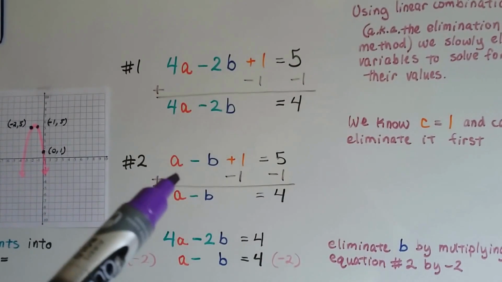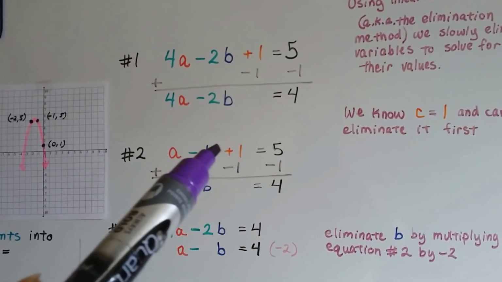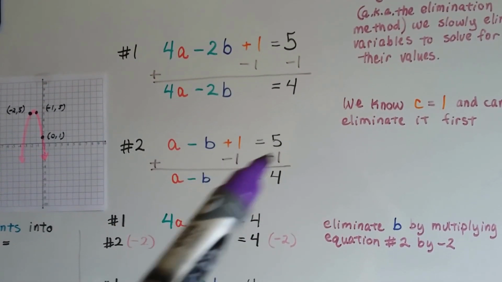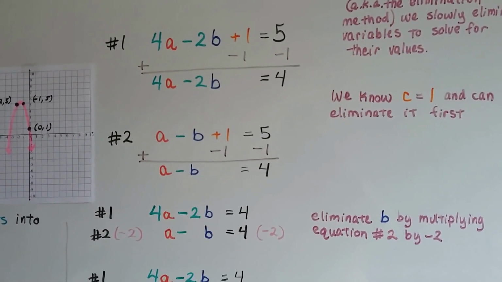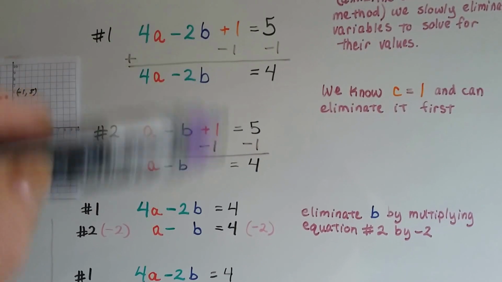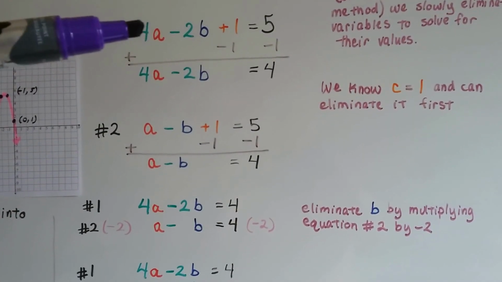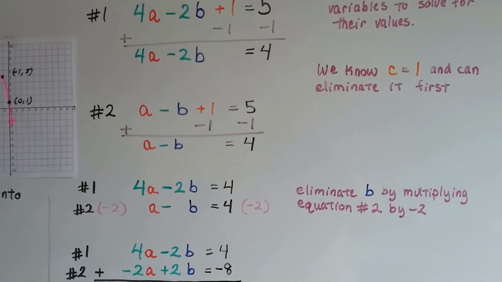We're going to do the same thing for that second equation. We have a minus b plus 1 equals 5. If we add a -1 to each side of the equation, we get a minus b equals 4. So now the c is eliminated. Now we're just left with this first equation and this second equation.